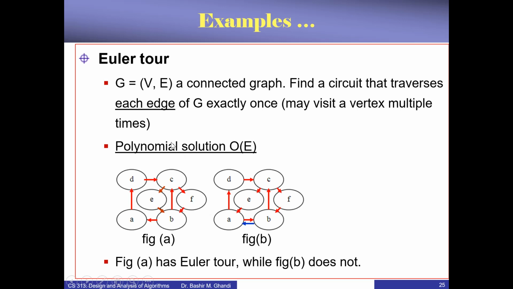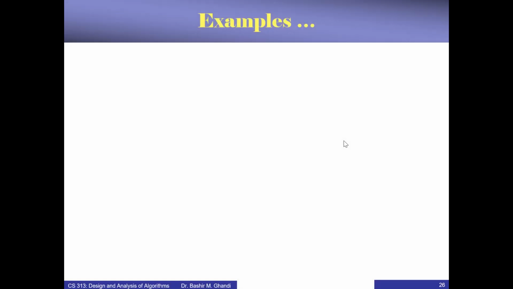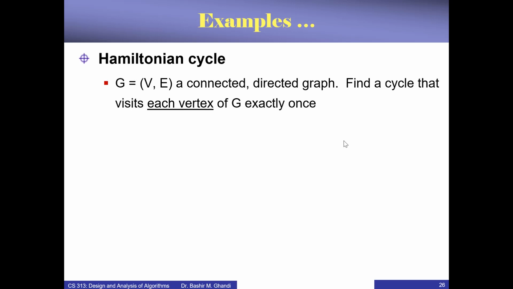Okay, but the bottom line is there is an algorithm that can tell us if there is or there is no Euler tour. That algorithm's running time is simply big O of the number of edges in the graph. So this is good news. That algorithm for finding the Euler tour belongs to P. But Hamiltonian cycle, which is very similar, unfortunately there is no polynomial algorithm for it, and therefore it is NP-complete.